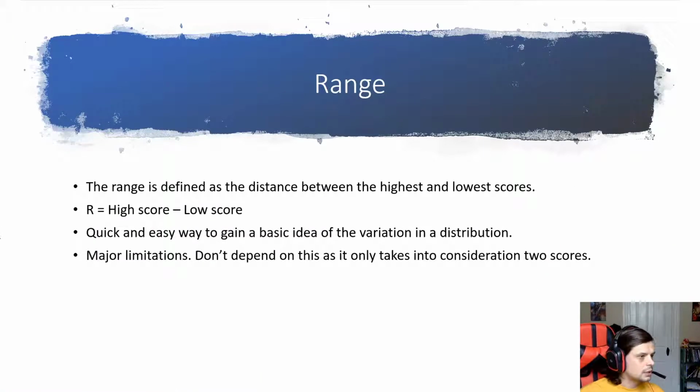So range is your high score minus your low score. Let's say, once I find my pen, we've got a distribution of 1, 3, 6, and 9. The high score in this is 9, and the low score is 1. So 9 minus 1 is 8, and that's our range. It's just a quick and easy way to gain a basic idea of variation in the distribution. I wouldn't use it. It's just me showing you an example of how to do variation.